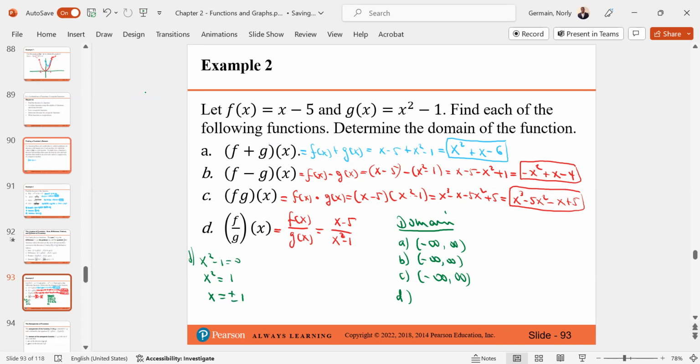So we have two values. At this point, the domain would be everything except -1 and 1. We can write it in interval notation: negative infinity to -1, union, -1 to 1, union, 1 to infinity. Remember, parenthesis means the endpoint is not included. I'm hoping you're okay with that one, and that you can do it with no problem.